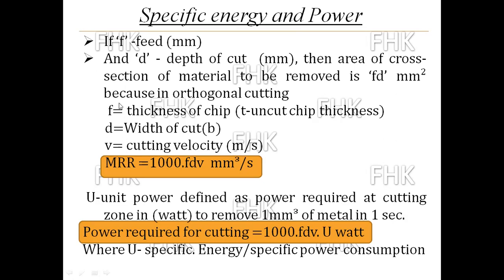While solving the numerical, you have to consider that when F is given, that F you will consider as thickness of chip, and when depth of cut is given in the numerical, that depth of cut you will consider as b, width of cut. So feed into depth of cut will become area. Why? Because in orthogonal cutting, F is nothing but thickness of chip, that is t into b. And V is the cutting velocity in meter per second.